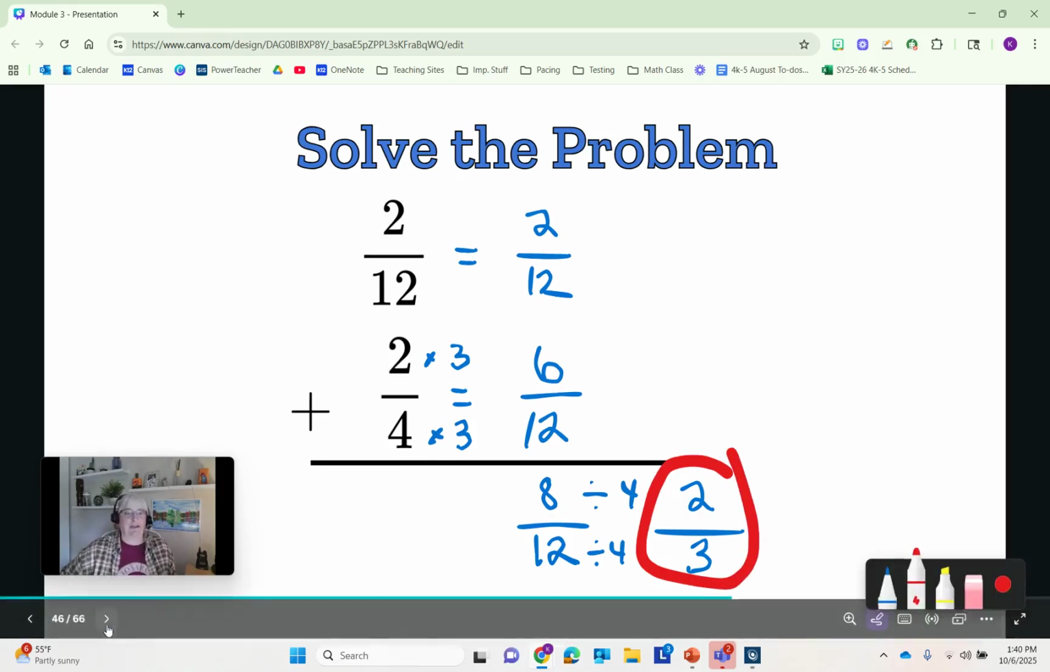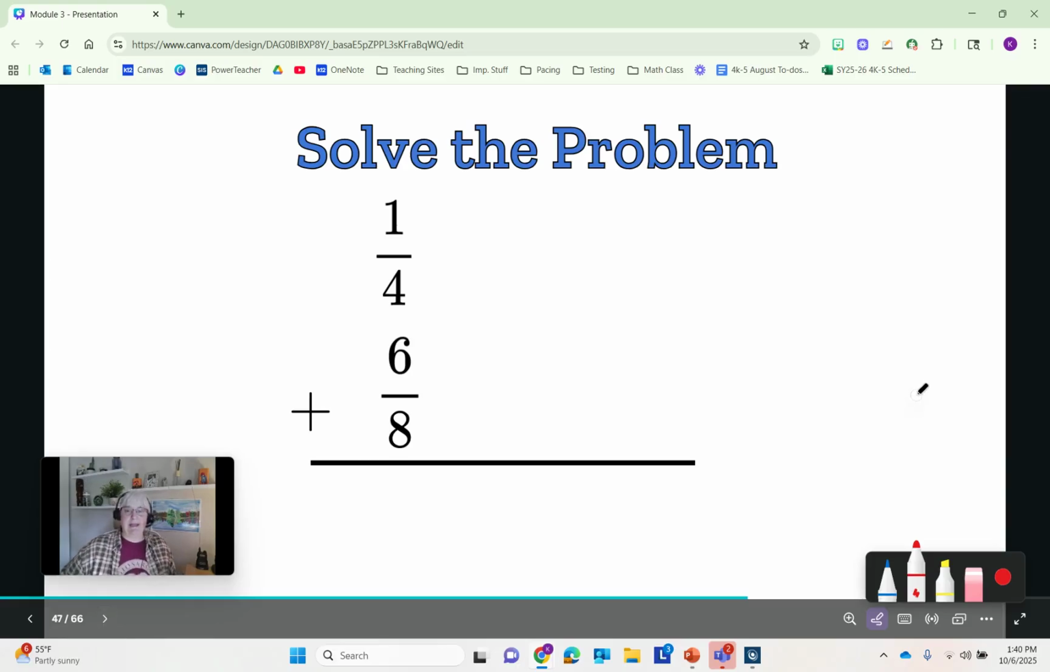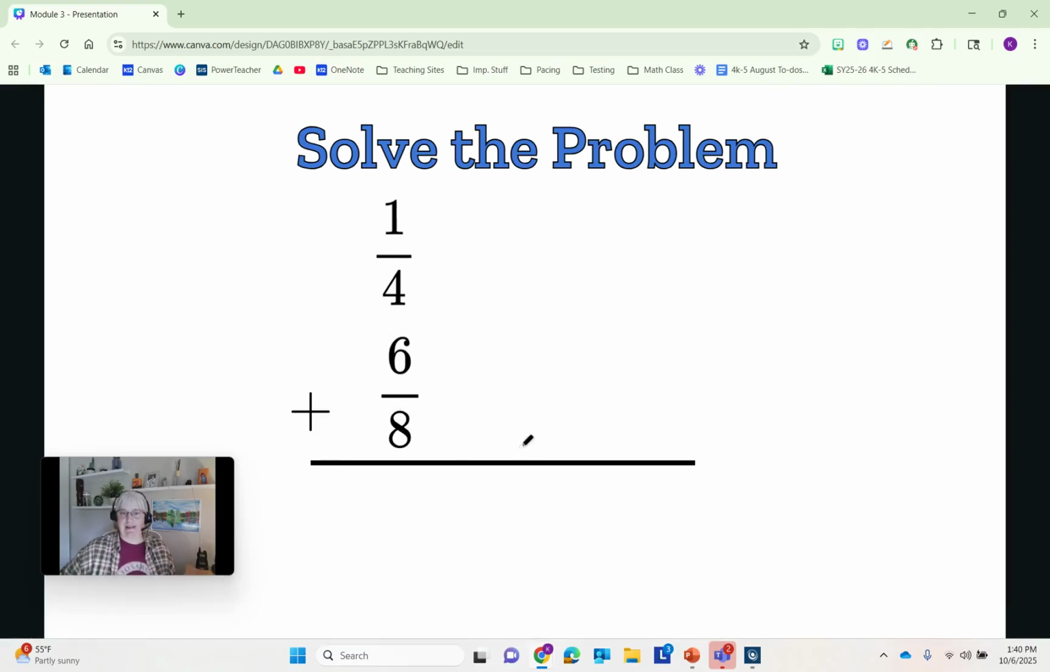All right, let's look at another example. Here we have two fractions to add together again. We have 1/4 plus 6/8. Our denominators are different. We need to find the least common multiple between these two denominators. So we write out the multiples. 4 times 1 is 4. 4 times 2 is 8. 4 times 3 is 12. 4 times 4 is 16.